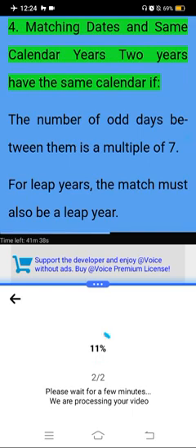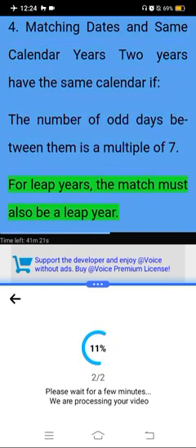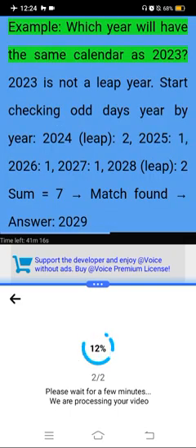4. Matching dates and same calendar years. Two years have the same calendar if the number of odd days between them is a multiple of 7. For leap years, the match must also be a leap year. Example: which year will have the same calendar as 2023?